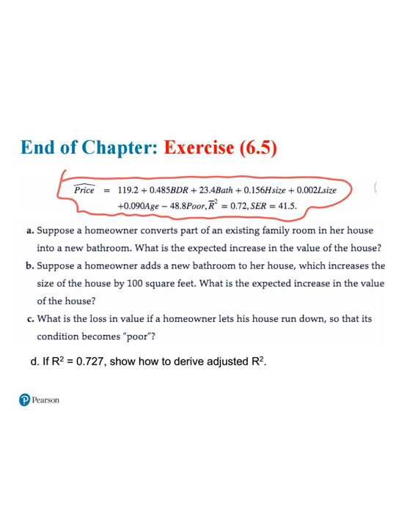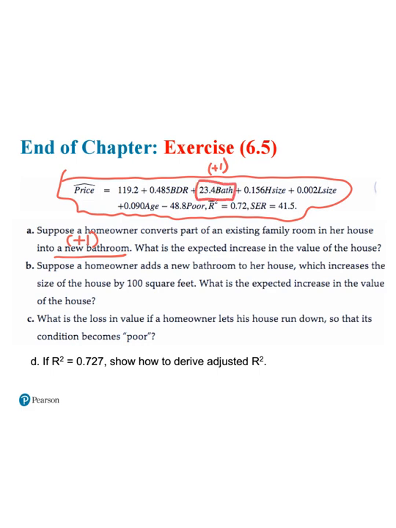Part A says, suppose a homeowner is trying to convert a part of their existing family room in their home into a new bathroom. So they're adding a bathroom, a +1. The question is, what is the expected increase in the value of the house? All right, so which variable are we looking at? We're looking at bath +1. Does anything actually change otherwise? Does the lot size change? No. They are actually converting one room into a bathroom, so the house size does not change. The age doesn't change. Nothing actually changes besides bath goes up by 1.